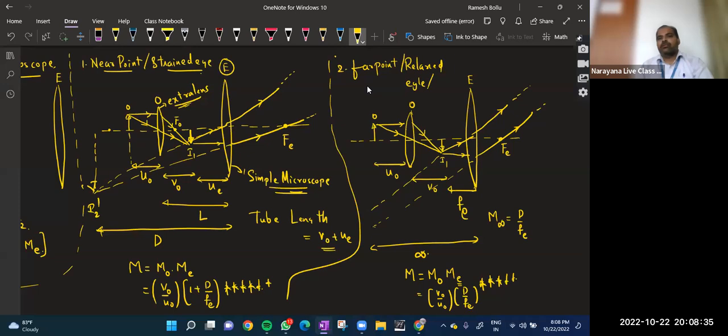Understood? Okay. Now, what is the tube length? Respond. Tube length means what? Distance between the eye lens and the objective lens. How much is that equal to?